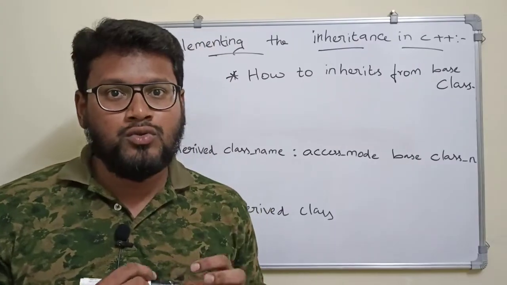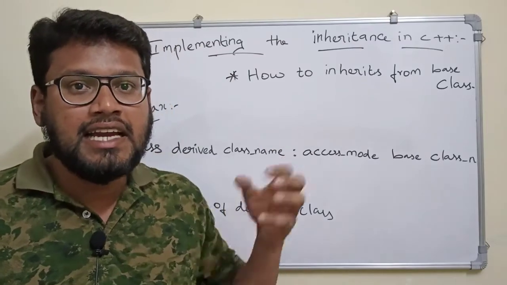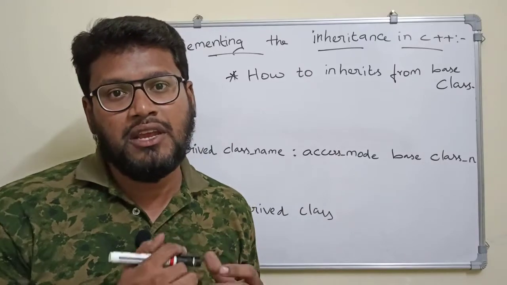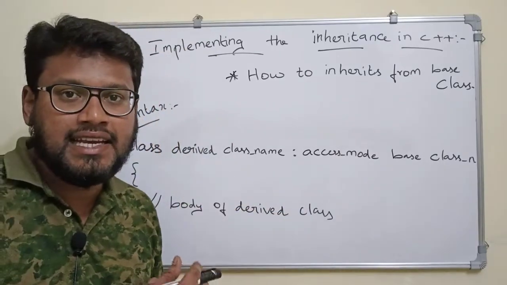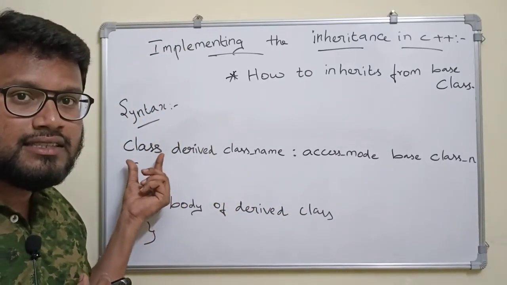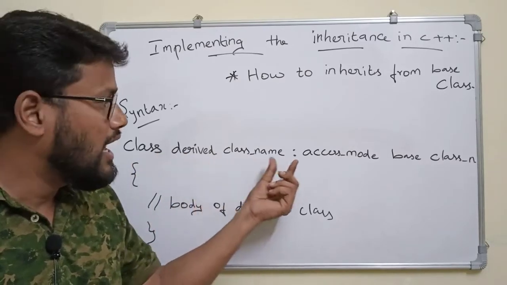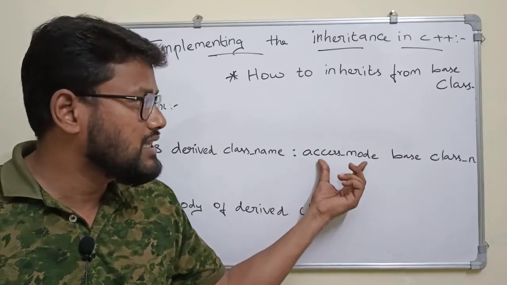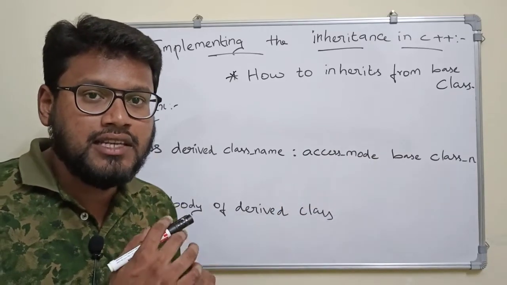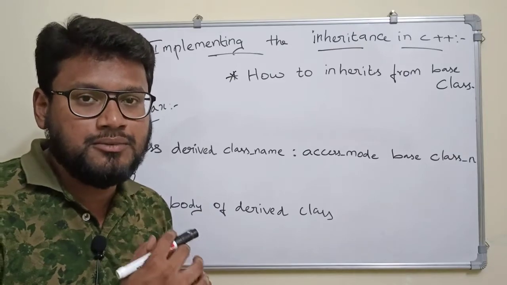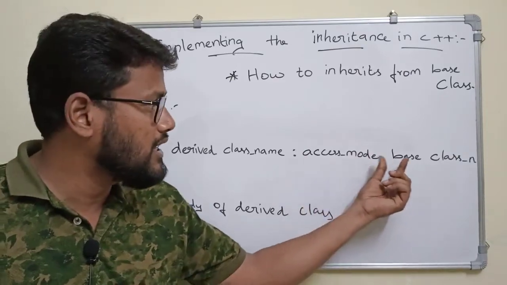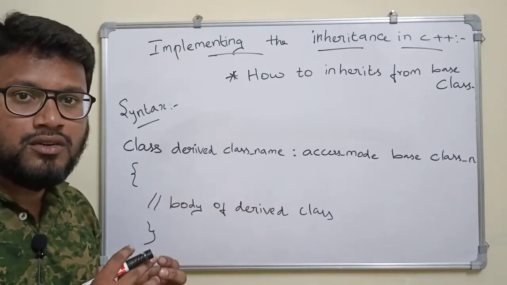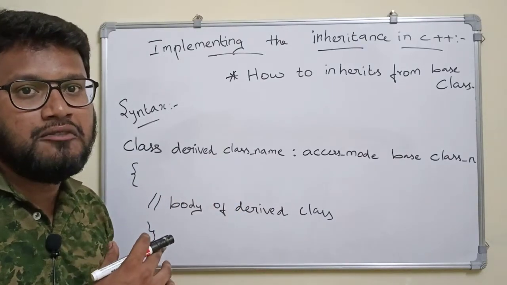So next, how to implement inheritance in C++. How do we inherit from a base class to a derived class? This is the syntax to create a derived class. Class is a keyword, then the derived class name, and a colon; use this colon to inherit the base class. Next is the access mode. We already know about the access specifier, so this is the access specifier. Next is the base class name. So these are the parts of the syntax to create the derived class.